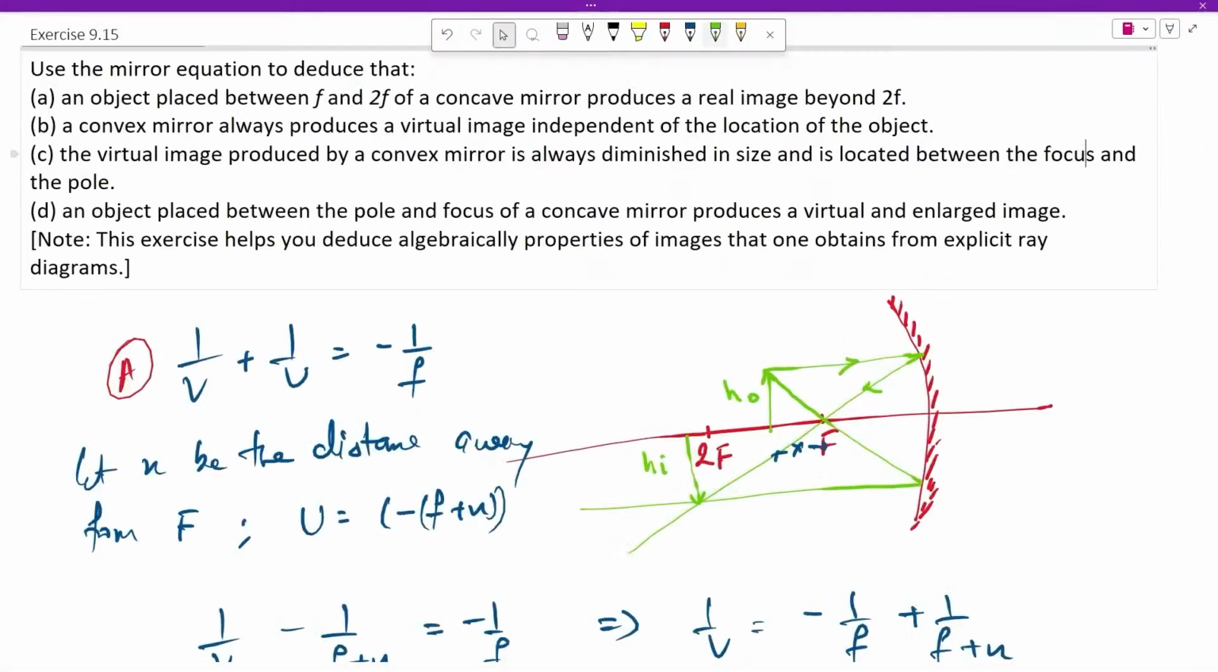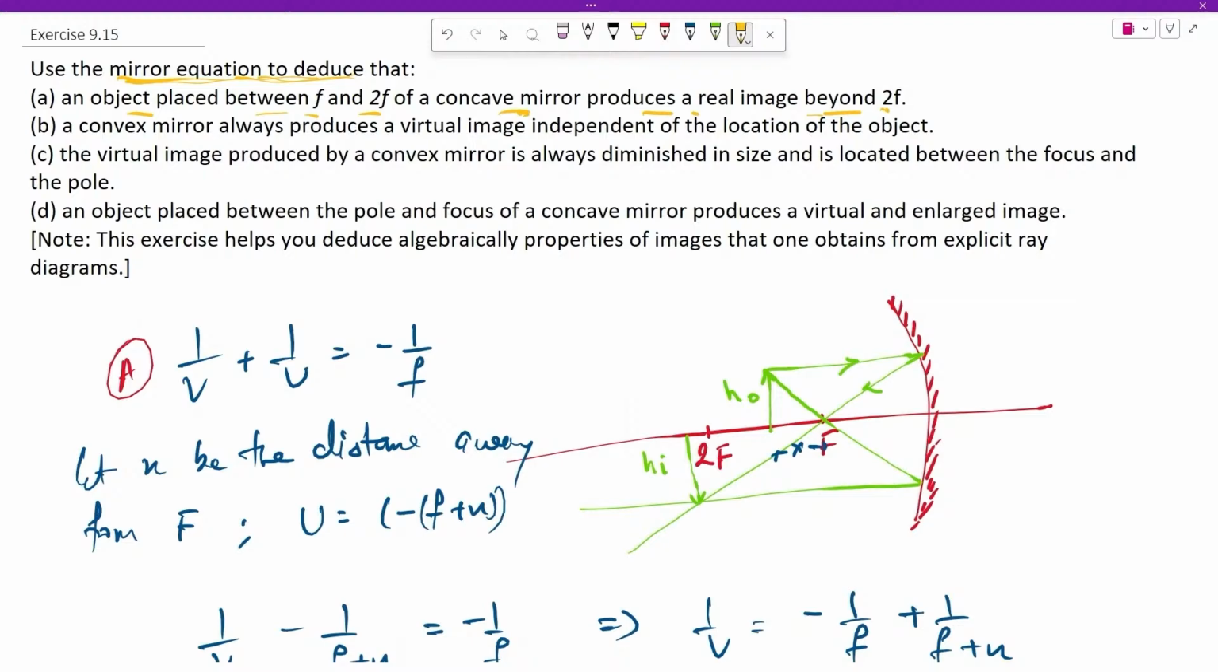The question says, use the mirror equation to deduce that an object placed between f and 2f of a concave mirror produces a real image beyond 2f. Now there are four similar given questions, and in each question we have to use the mirror equation to deduce the following statements. So let's continue one by one. In the first statement, we have been given an object placed between f and 2f of a concave mirror produces a real image beyond 2f.